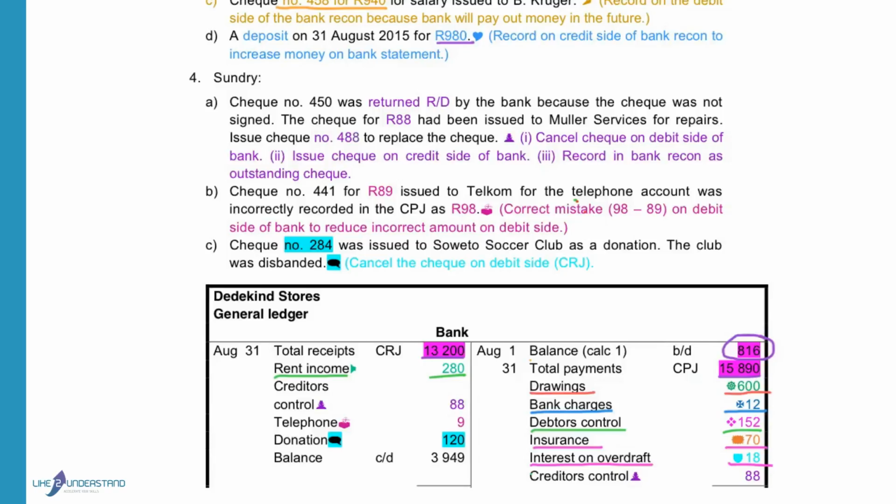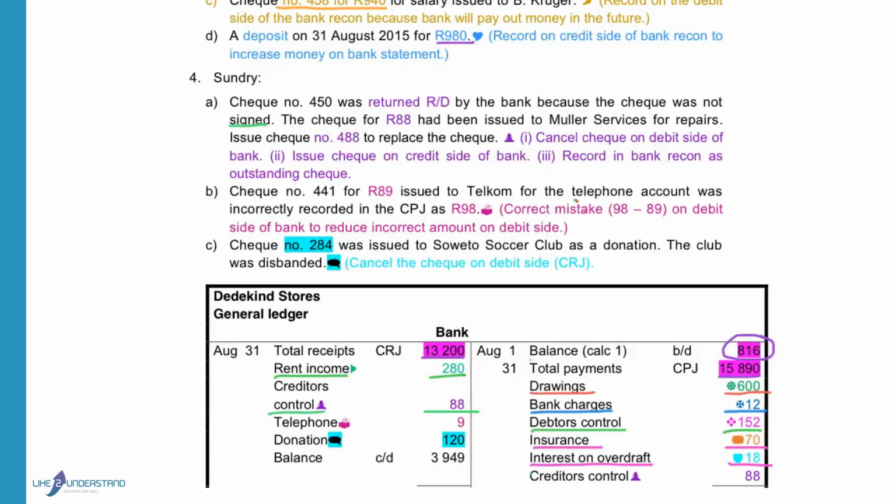Number 450 was returned dishonored by the bank because the check was not signed. Any check that's returned by the bank will be cancelled. When we originally issued this check, we recorded it in the cash payments journal, so we have to cancel it in the cash receipts journal, and we will therefore record this 88 Rand on the debit side of the bank. We now owe the money to the creditor again, so we will credit creditors control with 88.